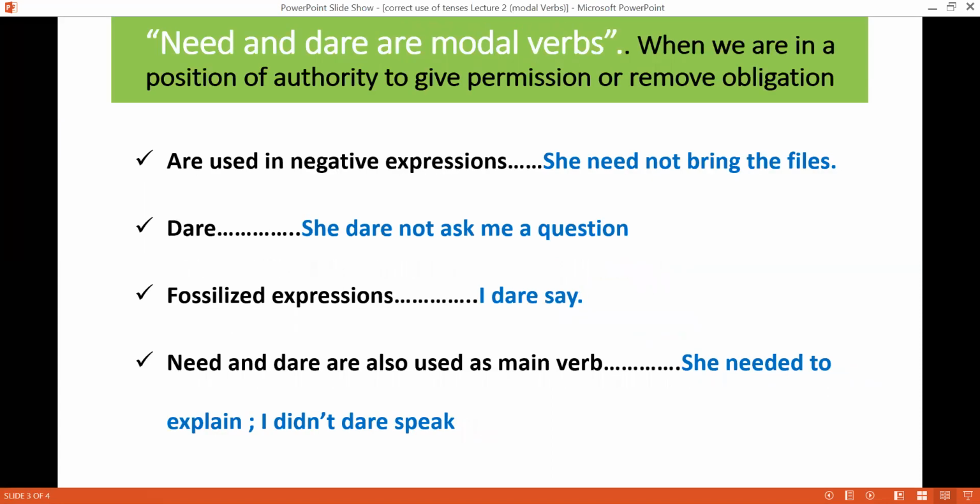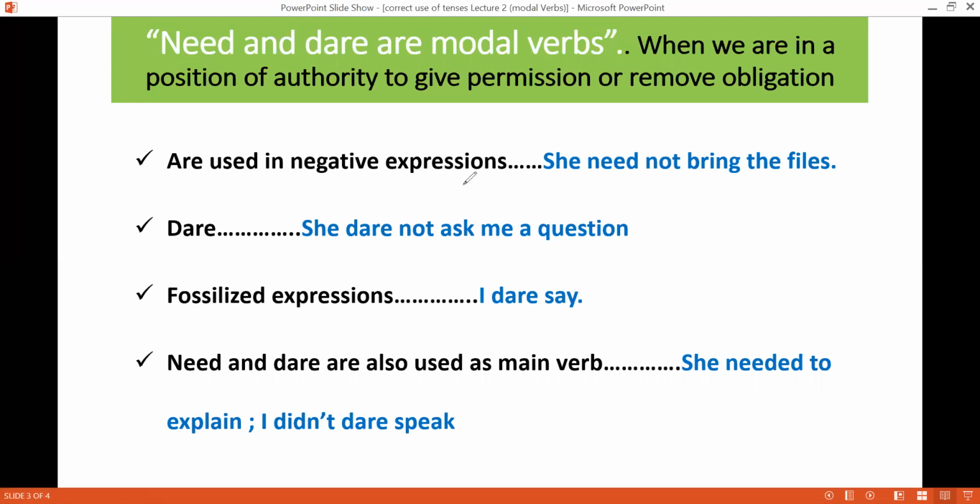Now, there are two words written on your screen. You can see need and dare. Both of these words are modal verbs. When we are in a position of authority to give permission or to remove obligation, we can use need and dare. I repeat, authority. When you are using them authoritatively, and you are going to give an authoritarian statement.